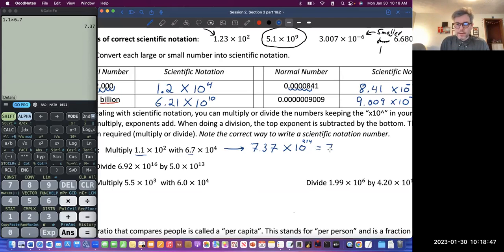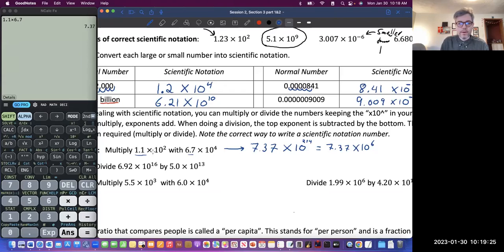So I think my answer is 7.37 times 10 to the 6th. The way I got 6 was I added the two exponents together. If I'm multiplying scientific notation, I add exponents. Multiplication, addition, very related, so it kind of makes sense. So if we are multiplying scientific notation, we just add the exponents.